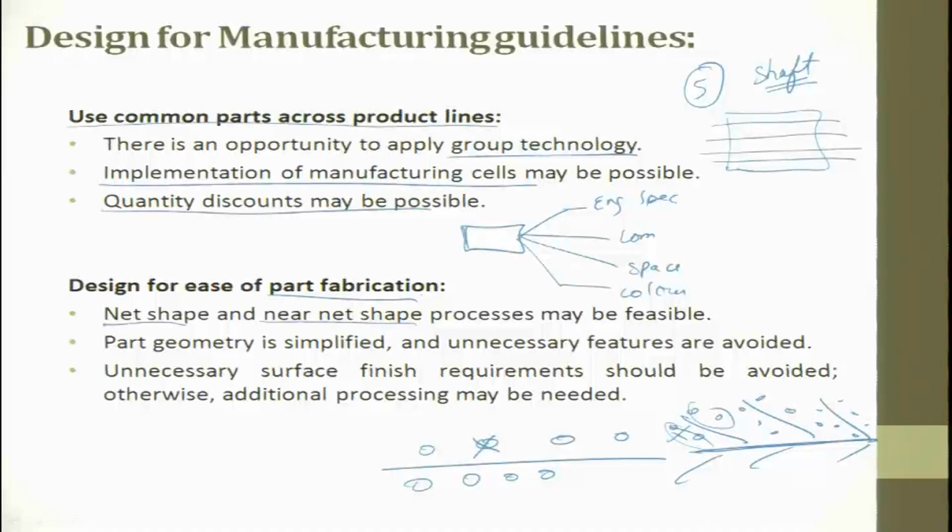You can have aluminum, magnesium, titanium, steel, whatever you want, and what they produce is the shape and size exactly matching the requirement in the real situation, or the product dimensions are made. So this is what is meant by design for ease of part fabrication. Choose processes such that you can produce to the near net shape. The part geometry is simplified, unnecessary features are avoided, and unnecessary surface finish requirements are also avoided. This makes part fabrication easier.